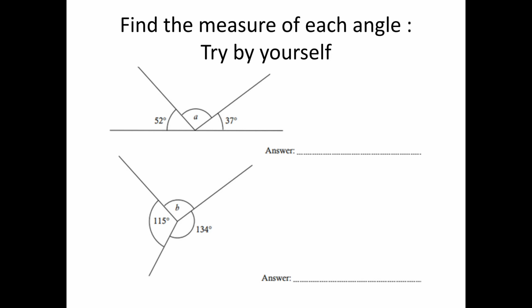Okay, so in the first question, the total is 180. Add all of what you have and subtract from 180. The other one, the total is 360. Also add all of what you have and subtract from 360. The first answer will be 91. The second answer will be 111.